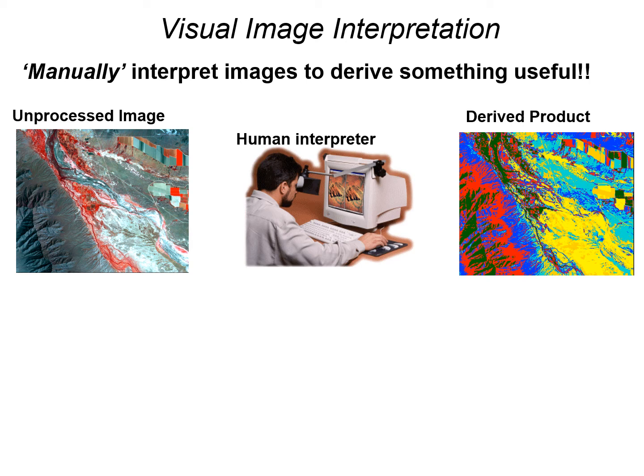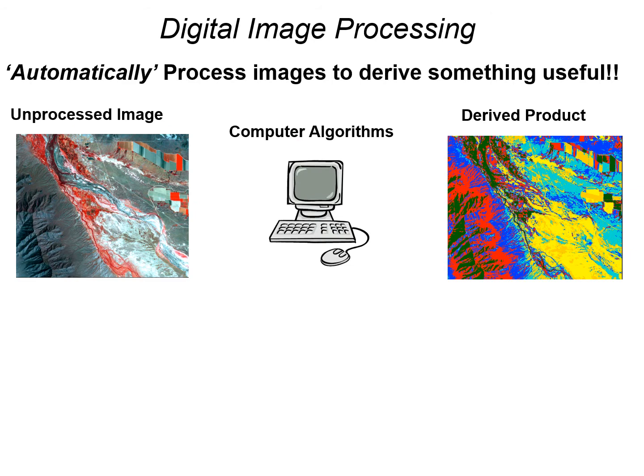We're moving on to the next section of the class. The last section was visual image interpretation, where you have an unprocessed image, you have some kind of human interpreter, and they create a derived product. We're now moving on to digital image processing, where we're automatically processing images to derive something useful.